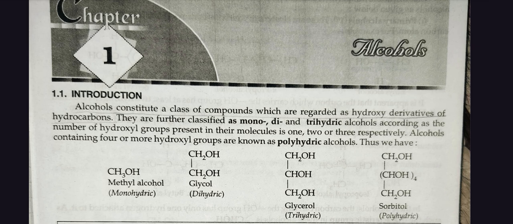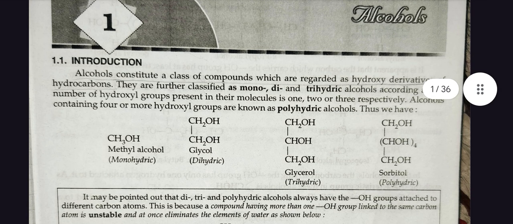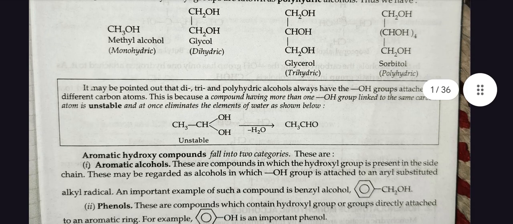Alcohols containing 4 or more hydroxyl groups are known as polyhydric alcohols. Thus, we have methyl alcohol, monohydric; glycol, dihydric; glycerol, trihydric; sorbitol, polyhydric. It may be pointed out that di-, tri-, and polyhydric alcohols always have the OH groups attached to different carbon atoms.